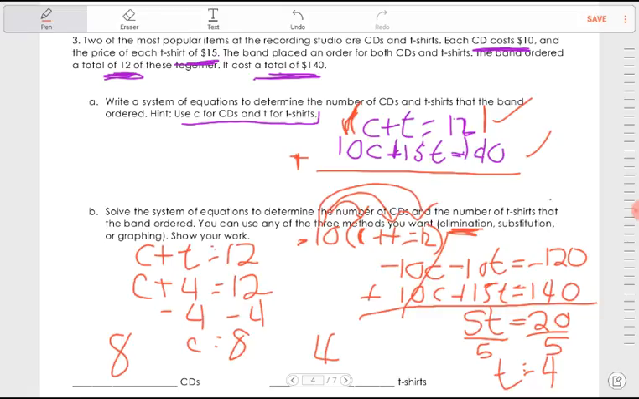And you can test this by plugging in 8 and 4 into this second equation and the first equation to make sure that they're both true. If you plug them both in, you'll find that they both equal, and that's our answer.